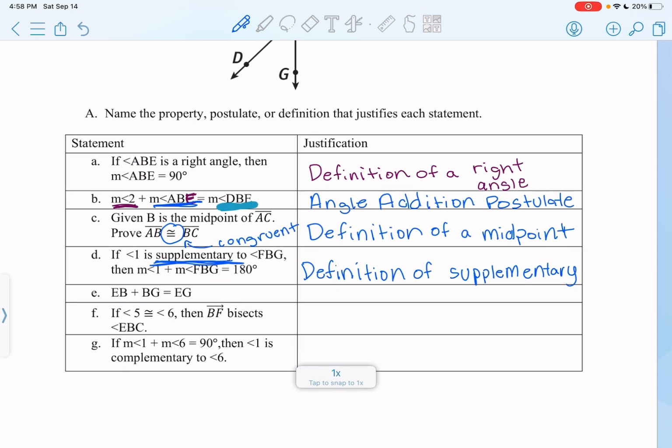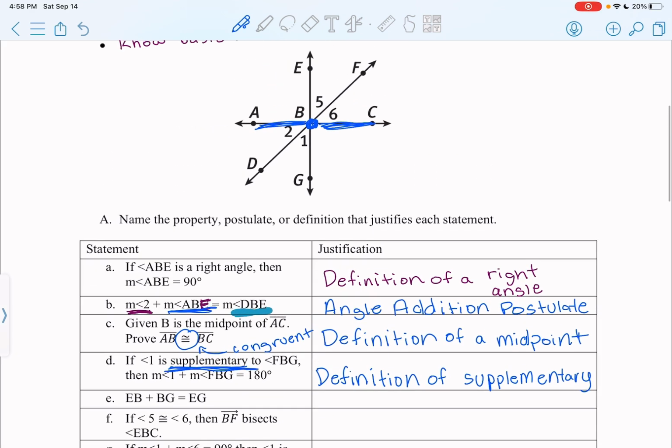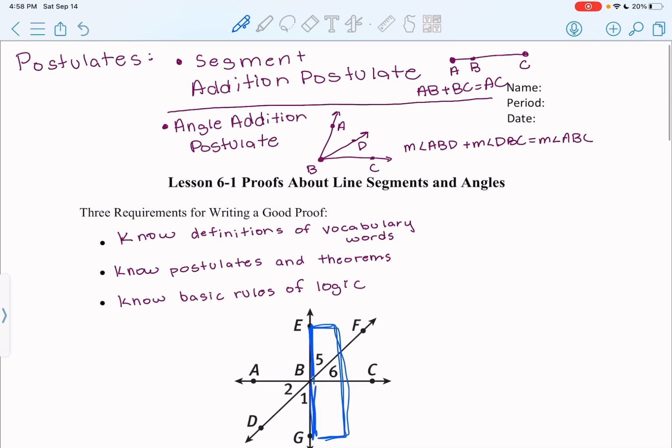In E, it says that EB, so EB is right here, plus BG equals EG. So that's saying the length of EB plus the length of BG equals the length of the entire thing, which is EG. We said above that that was our segment addition postulate. Whenever you see just 2 points together, that's referring to the length of a segment.